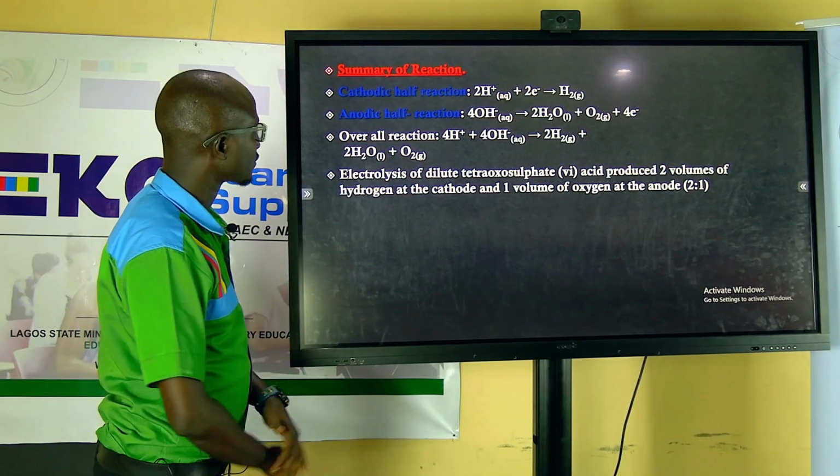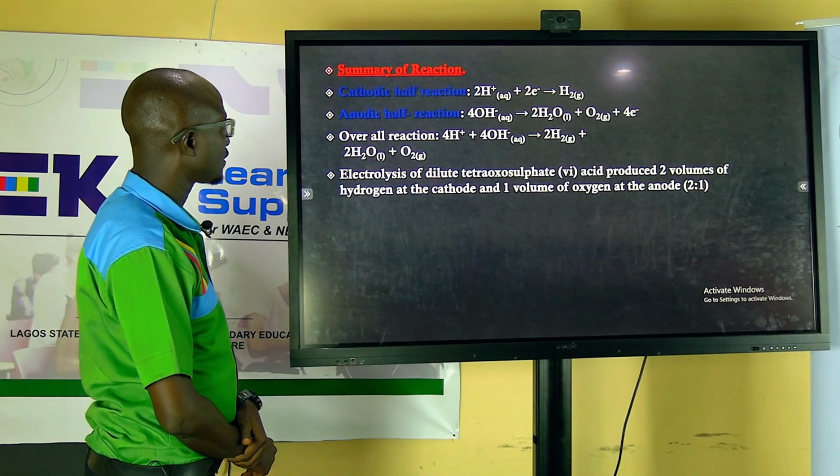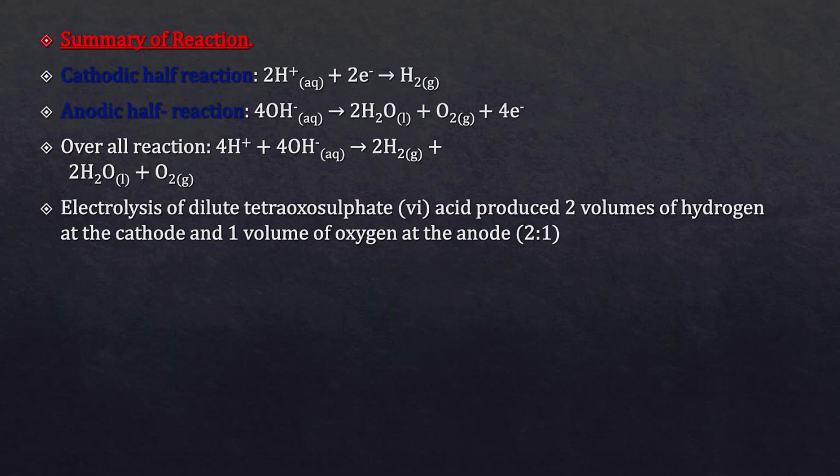So this is a summary of the reaction. So the overall reaction, 2 volumes of hydrogen are produced at the cathode and 1 volume of oxygen at the anode.